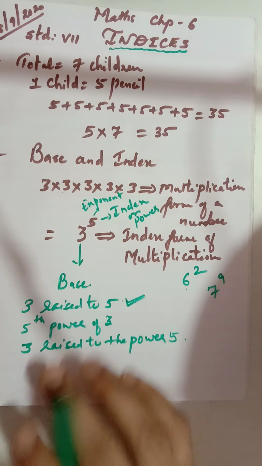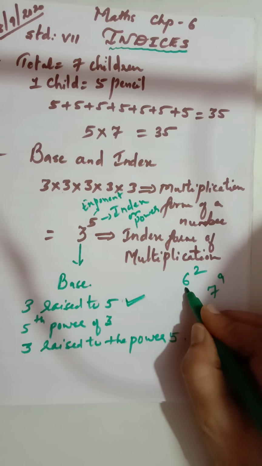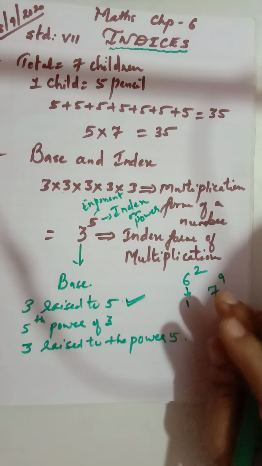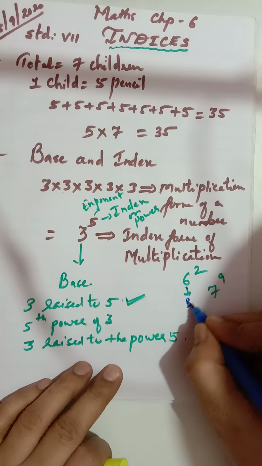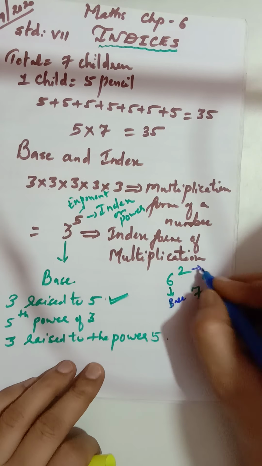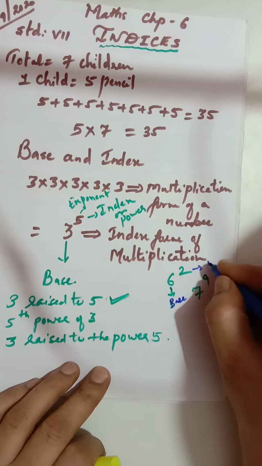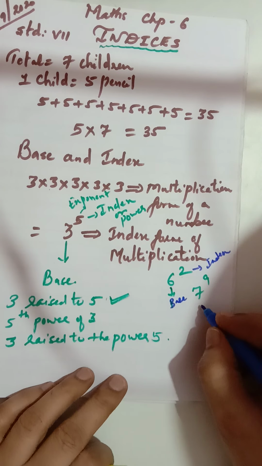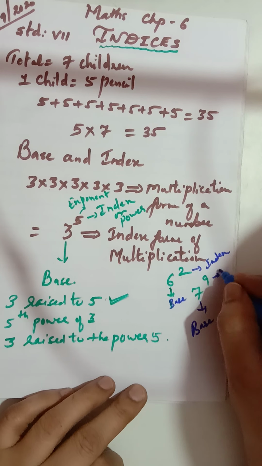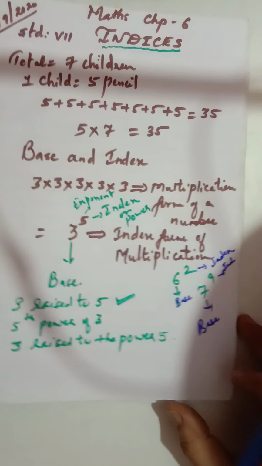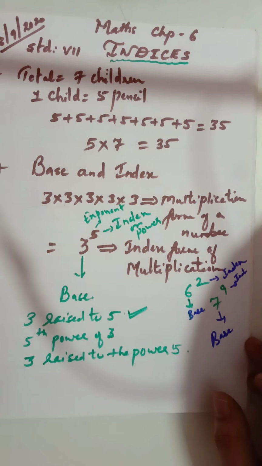Now I hope you have understood. Here also, children, what is your 6? 6 is your base, and 2 will be the power or index. It will be your index or power, anything. In 7 raised to 9, 7 is your base and 9 is your index. I hope the concept of base and index is very clear to you.